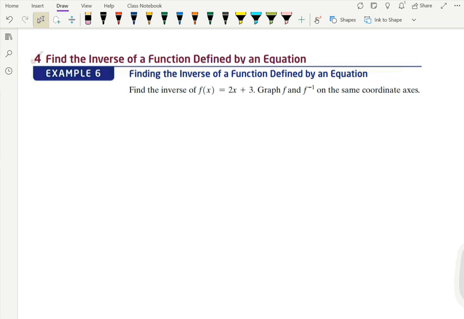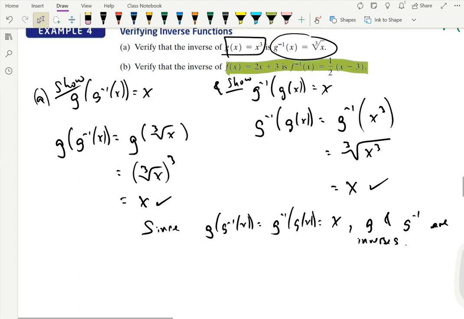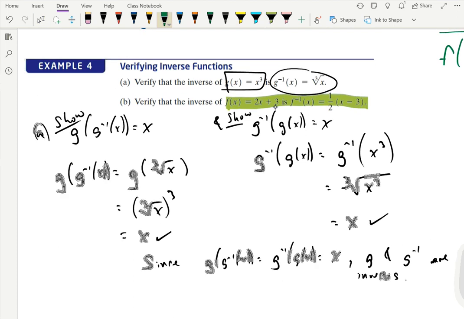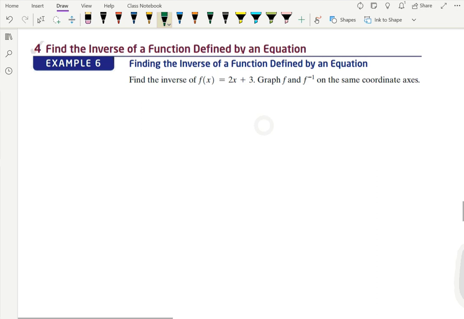So let's take the inverse of 2x plus 3. And interestingly enough, 2x plus 3 is what we just had up here in green. So what we're going to do is figure out, well, how do we find out that the inverse then is a half of x minus 3? So if we weren't told that, how could we figure it out?